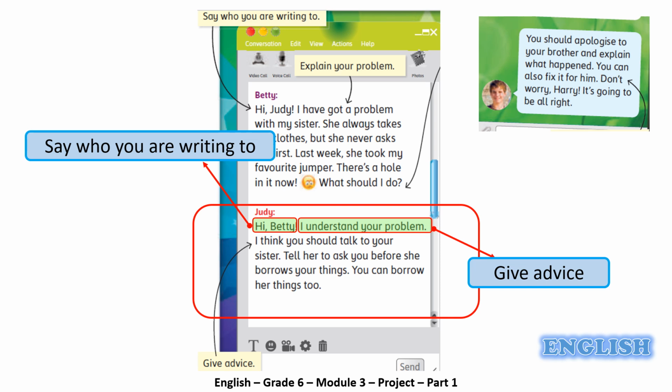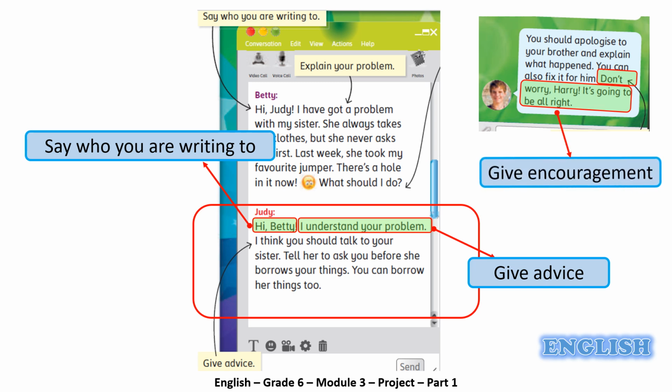In this text message of giving advice, the writer has written, don't worry, it's going to be all right. So, in a message of giving advice, you may write phrases like this: don't worry, or it's going to be all right, in order to give encouragement, to encourage the person who has the problem.